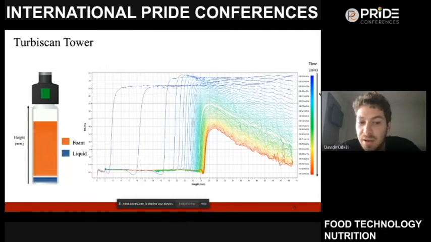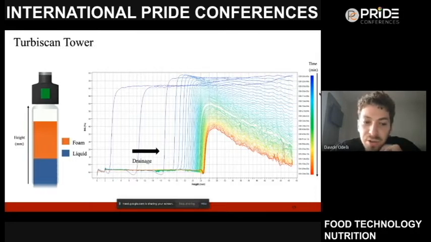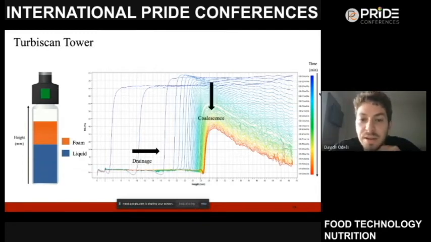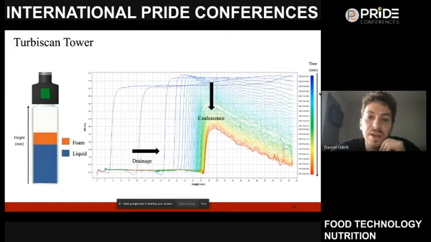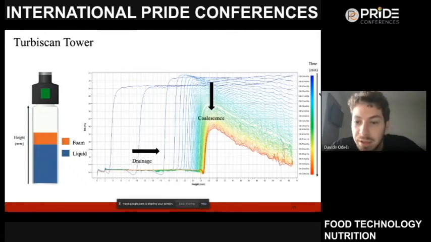And in these graphs in particular, we can see that two main effects occurred. The first one is the drainage of the liquid at the bottom, which makes the backscattering values shift to the top of the tube. And the second effect that occurred is the coalescence of the bubbles, which unite and then burst, making the peak of backscattering reduce in value.